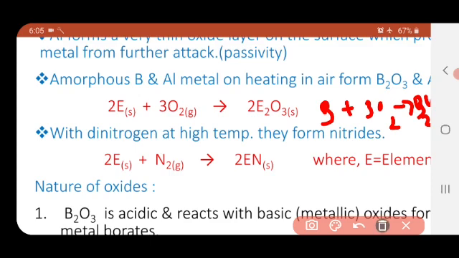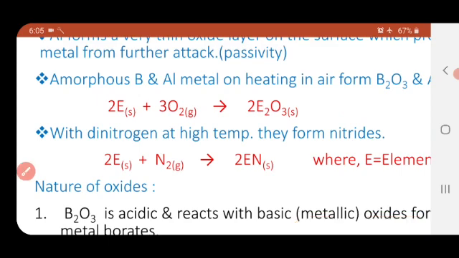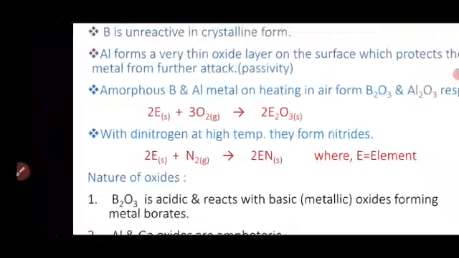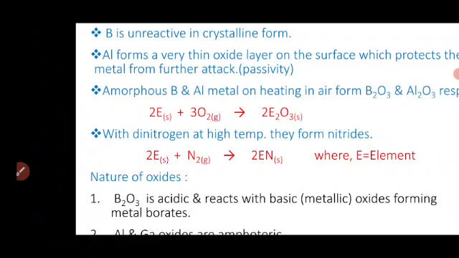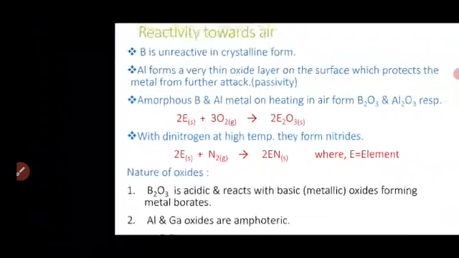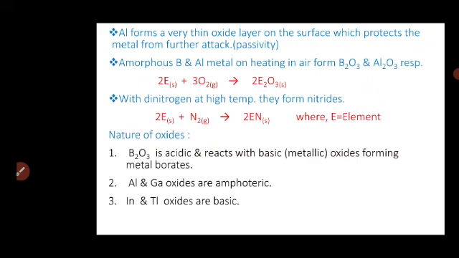Okay, similarly with dinitrogen, because air contains nitrogen also, so dinitrogen means N2. At very high temperature they form respective nitrides, that is EN. So these are the general equations.